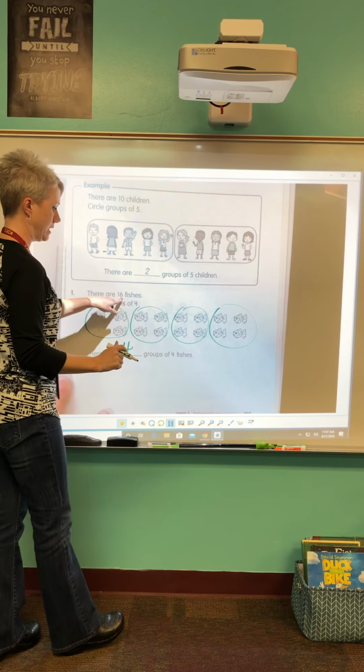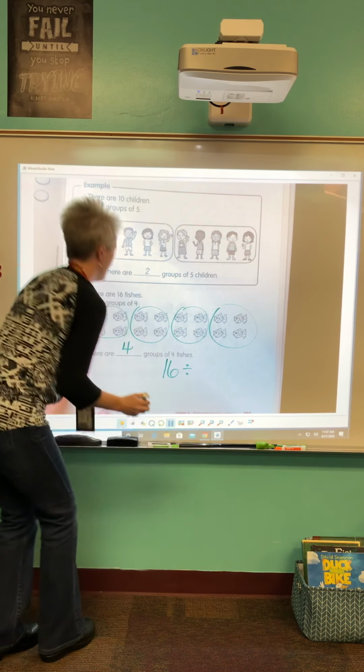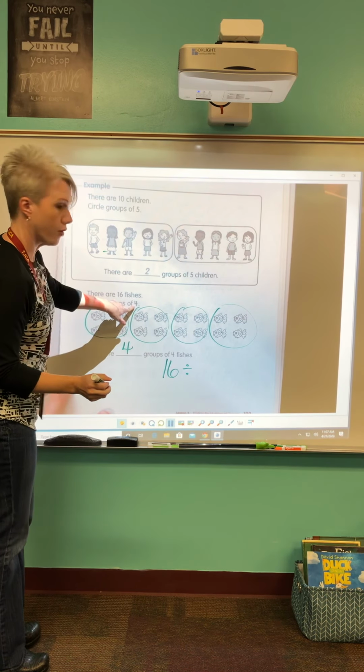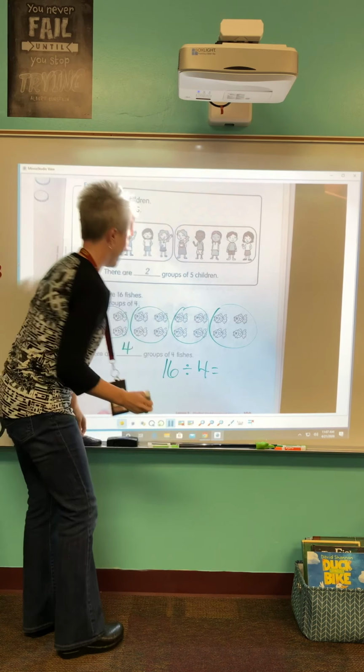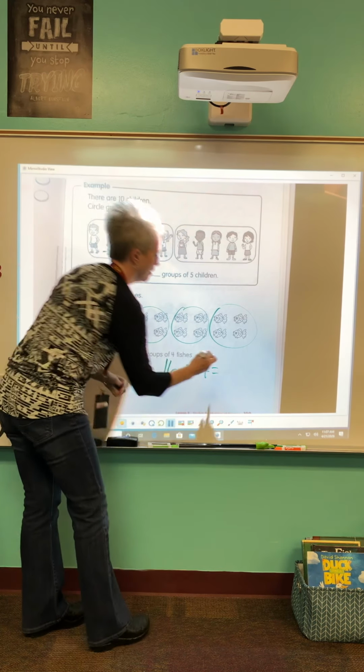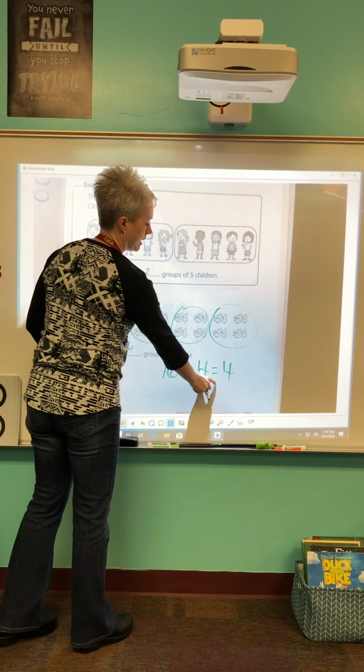So this is what we did. We started with 16. We divided by circle groups of 4. We divided by 4. And that equals how many groups? 4. 16 divided by 4 equals 4.